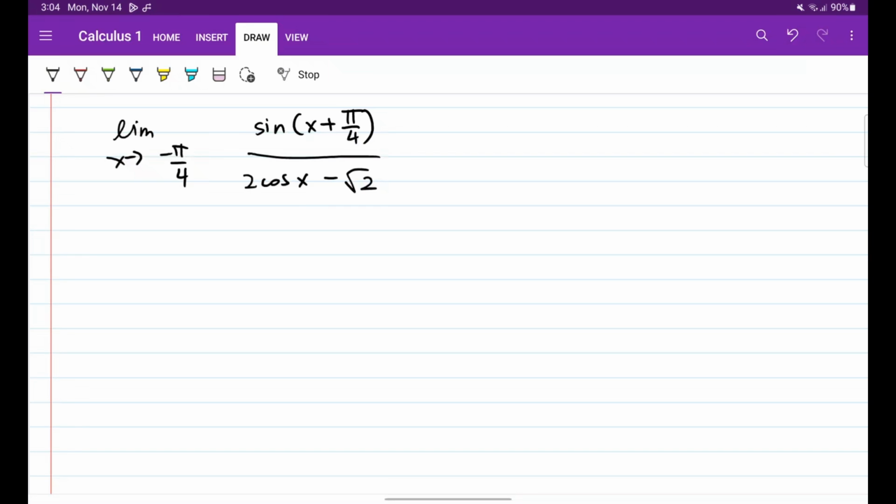Okay, so welcome to Quick Calculus, and in this example, we have here the limit as x approaches negative pi over 4 of sine of x plus pi over 4 all over 2 cosine x minus square root of 2. Possible naman siguro na gawin ito using squeeze theorem, no? Pero this would be very difficult kasi meron kang sine sa numerator and meron kang cosine sa denominator.